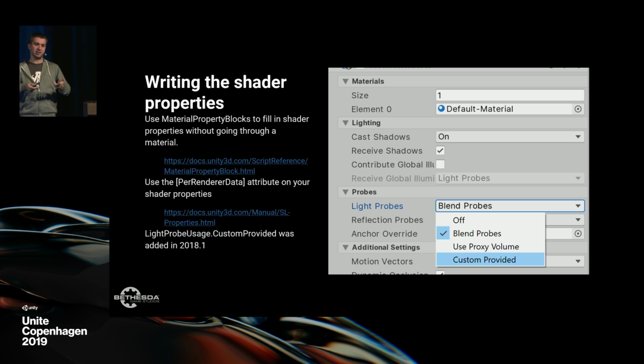It's a way to fill in shader properties for a specific renderer without having to go through a material. You just need to set those values on your renderer through the material property blocks API, and then add the per renderer data tag to your shader property, and then Unity will automatically link those two together and fill in those values for you. And you also need to, for every renderer, set the light probe usage value in the editor to custom provided. What that tells Unity is that you're now responsible for filling in those values. If you don't do that, Unity will just squash your value every frame.